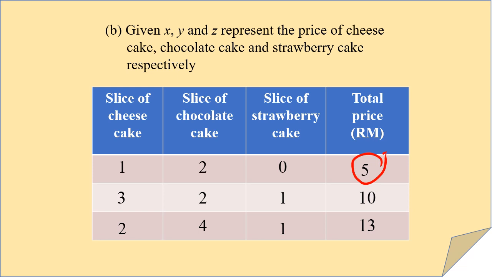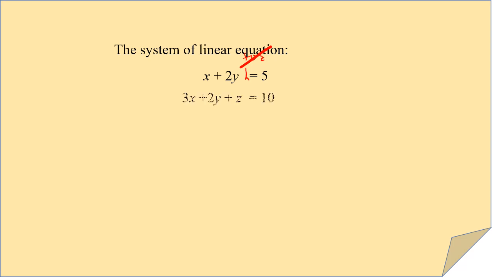So 1 cheesecake multiplied with the price plus 2 chocolate cake multiplied with the price, and we have a total of 5 ringgit. That's why we can write down the system of linear equations as x plus 2y, actually here we have plus 0z but we don't have to write it. So we directly have x plus 2y equal to 5, 3x plus 2y plus z equal to 10, and 2x plus 4y plus z equal to 13.